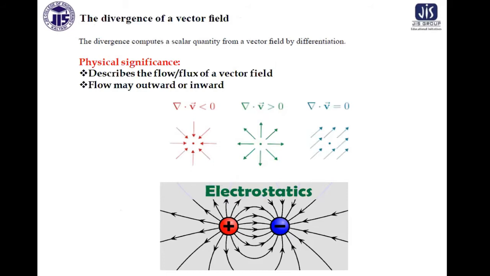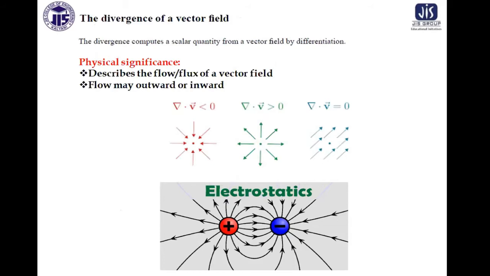And if divergence is less than 0, flow is coming in. Suppose I have a positive charge. If I only have the positive charge, electric lines of force are going out, so the divergence is greater than 0. For the negative charge, if you separate it out, the electric lines of force are coming in. So flow is negative here.